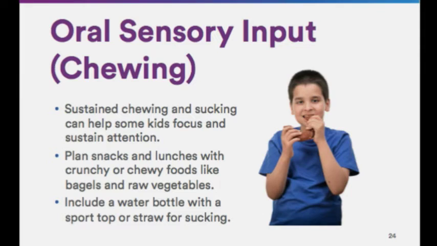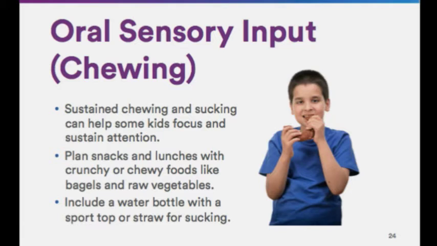So I often suggest to parents that you plan their snacks and lunches. Maybe try to include some crunchy or chewy foods in their meals, like bagels or raw vegetables. And again, this is another area where you can watch your children eat or talk to them about what they like to eat, and see what kind of foods they prefer, and if there's a way to get sensory input in, even just through something like their snack or meal time.